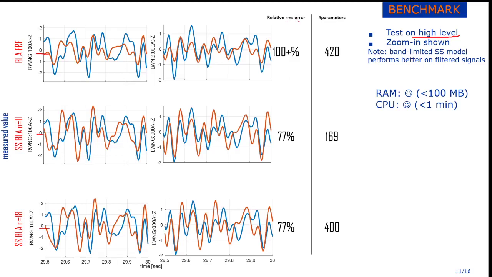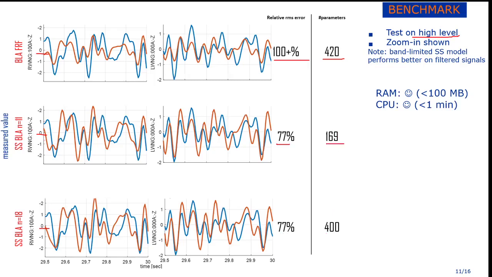Here in this table, you can see the relative root mean square error and the number of parameters. So this is a simple FRF. As you can see, sometimes we predict the values well, sometimes it's not that good. The average error is above 100% and we use 420 parameters. Then we can use the state space representation. The fit looks already better. And what we see is that the fitting error is now around 77%.